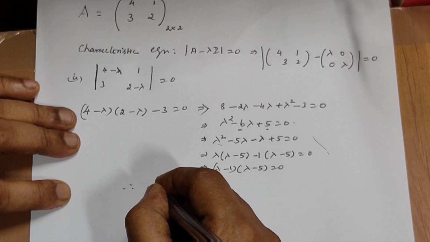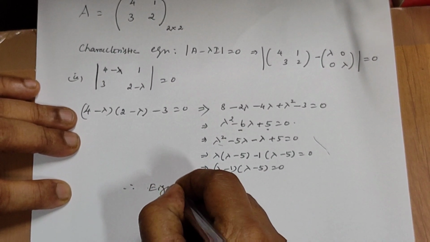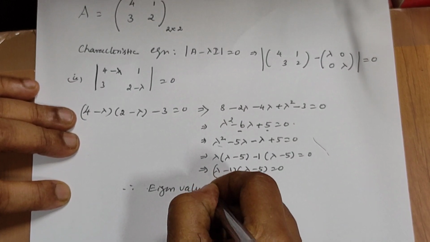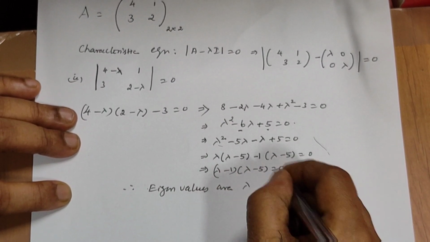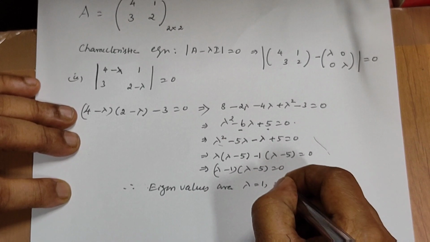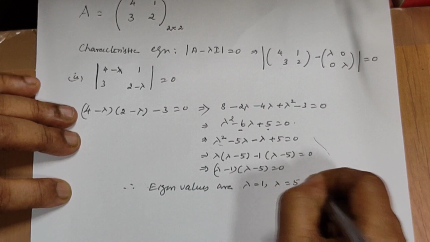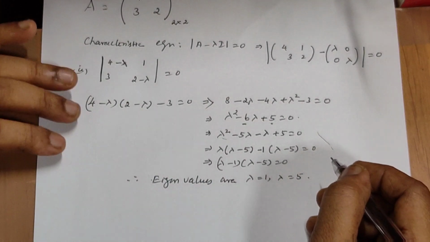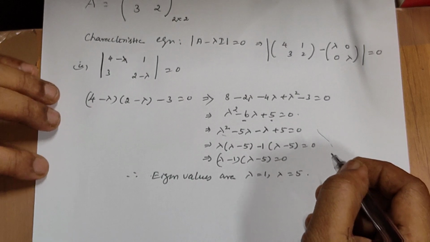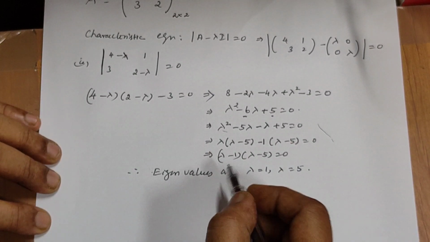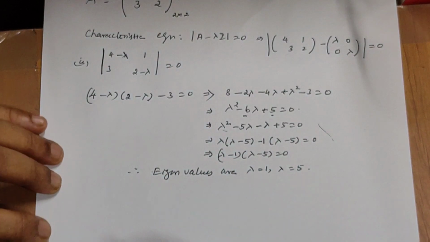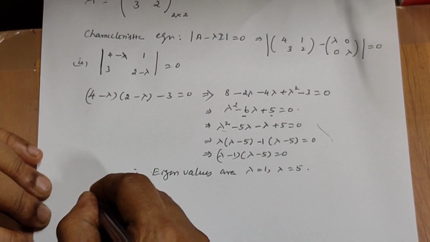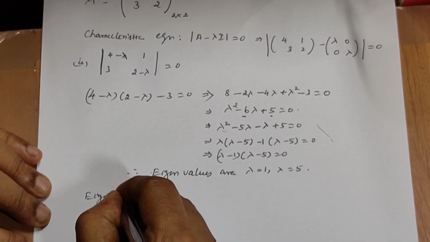Therefore, we conclude that the eigenvalues are: lambda minus 1 equal to 0 will give you lambda equal to 1, and lambda minus 5 equal to 0 will give you lambda equal to 5. So these two are the eigenvalues, and they are called latent values as well as proper values. To find the eigenvector corresponding to these two eigenvalues, the eigenvector is given by the following steps.